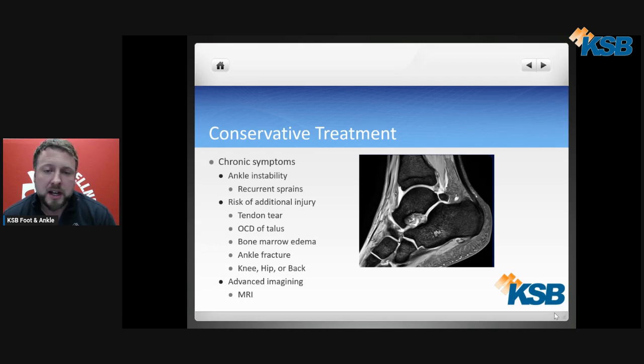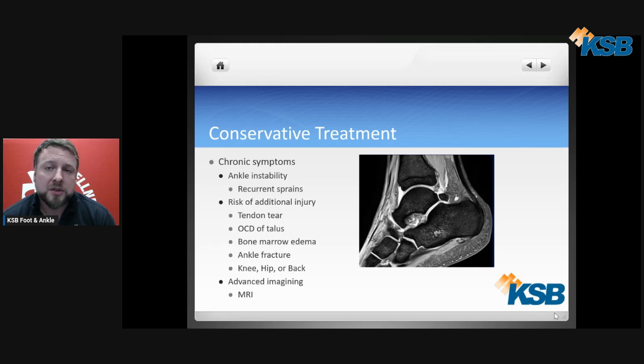This may involve tendon tears, OCD of talus, which means an osteochondral defect, or basically damage to cartilage within the ankle joint. Bone marrow edema, which is inflammation inside the bone, which can be indicative of a stress reaction or stress fracture condition. And even ankle fracture can occur. We can develop knee, hip, or back pain as well.